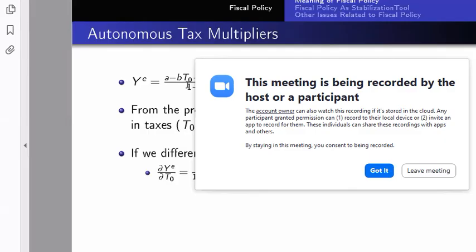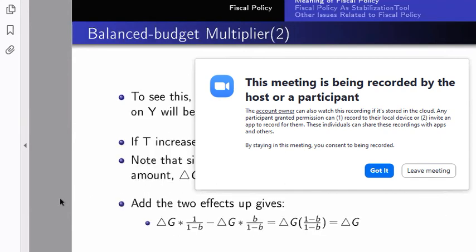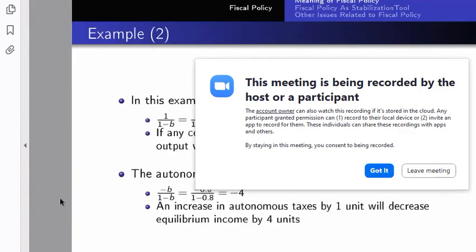Yes, Zoom user, you can unmute and ask your question. Okay, so my question is, anytime we are asked to find the autonomous spending multiplier, we should use this 1 over 1 minus B. Exactly, but it will get to a point where it will change slightly. When we get there, I'll show you. Good. All right.